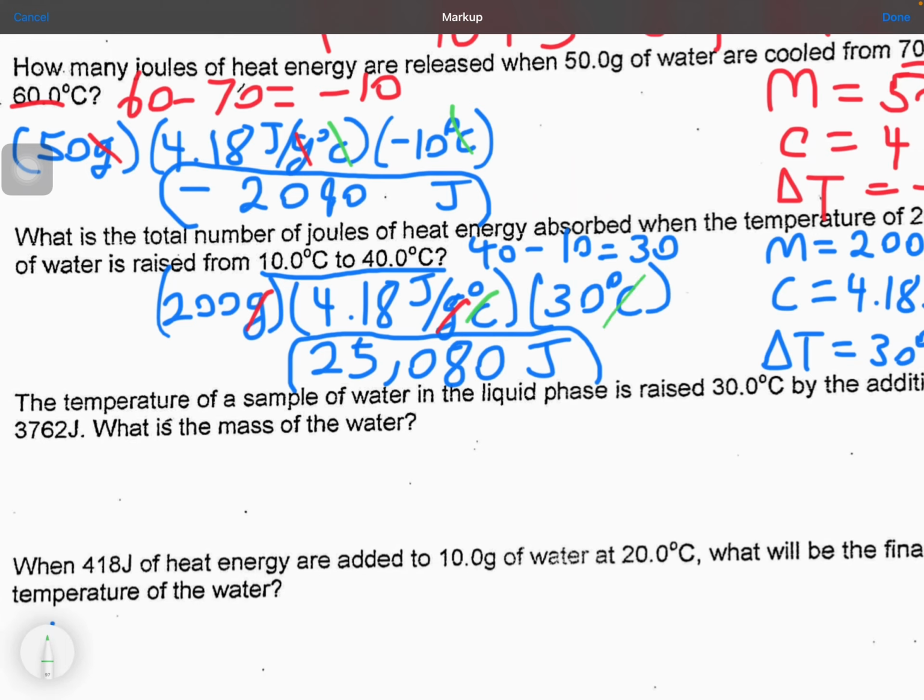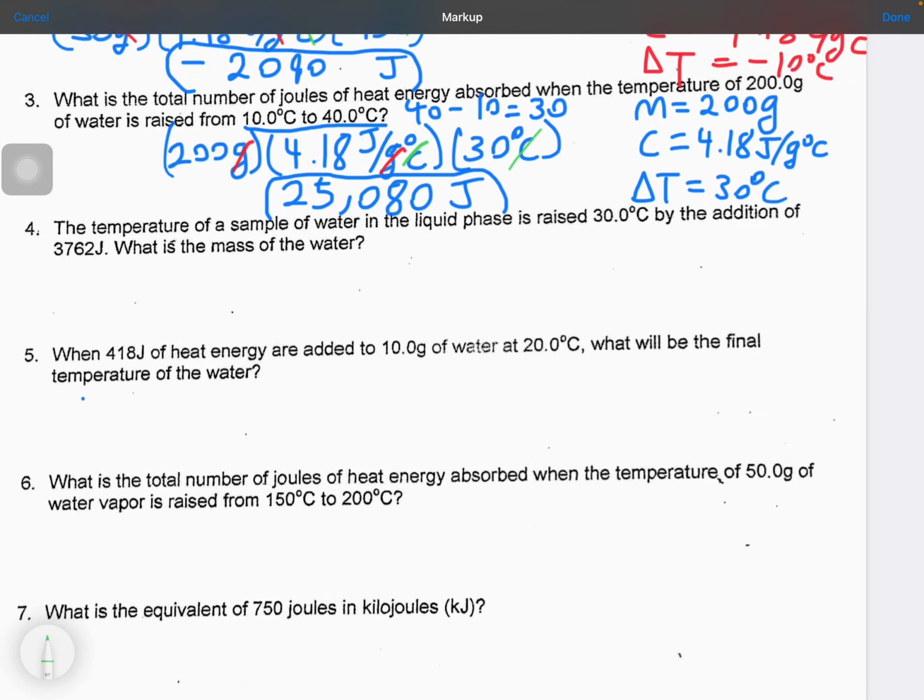Celsius, Celsius. So you're left with joules. Now, what if they're asking you not to solve for the energy? What if they're asking for something else? For example, let's try number 4. Number 4 says the temperature of a sample of water in a liquid phase is raised to 30 degrees Celsius by the addition of 3,762 joules. What is the mass of the water?